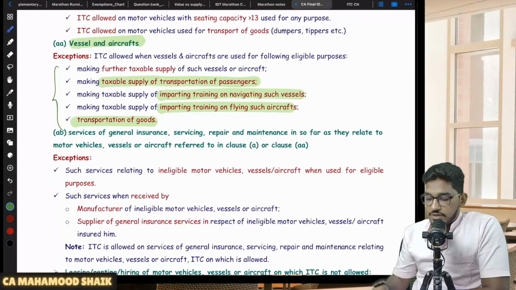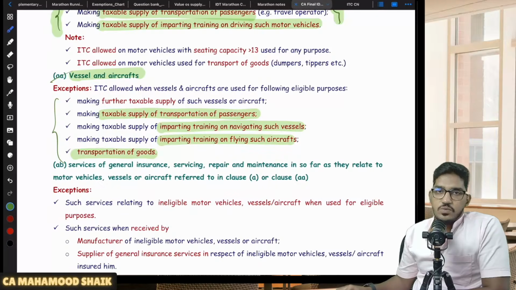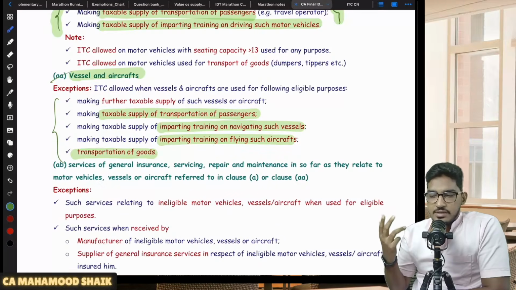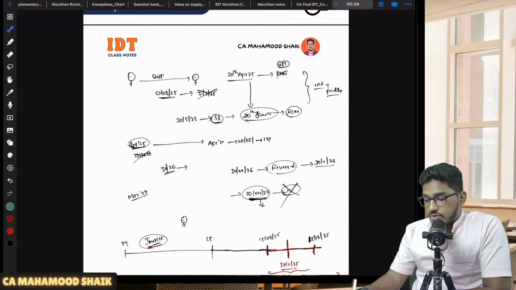So the first blocked credit is motor vehicles having a seating capacity less than or equal to 13. The second item falling under blocked credit is vessels and aircrafts. But in both cases, if you are using them for eligible purposes, then we can claim ITC. Next, let us come to the third blocked credit. So now what is the third point?